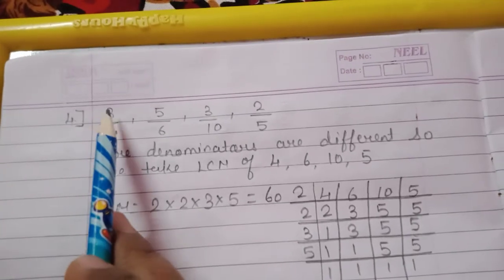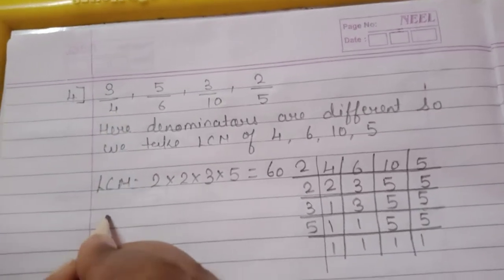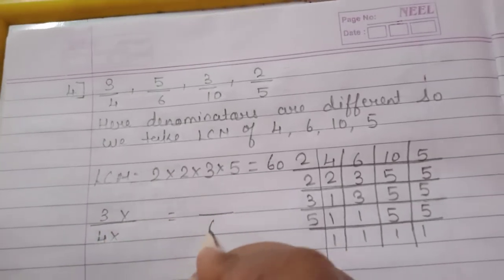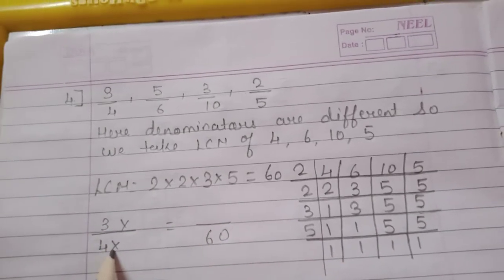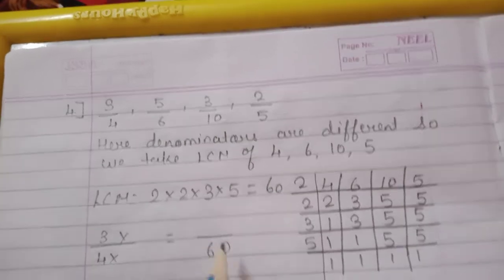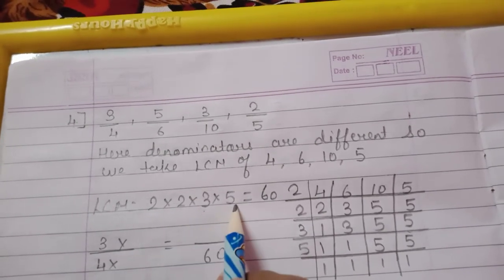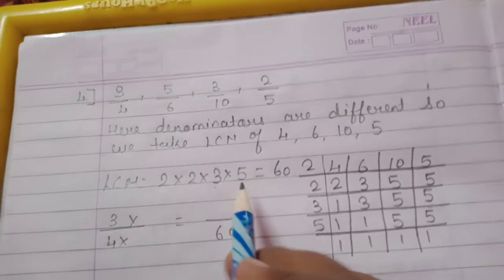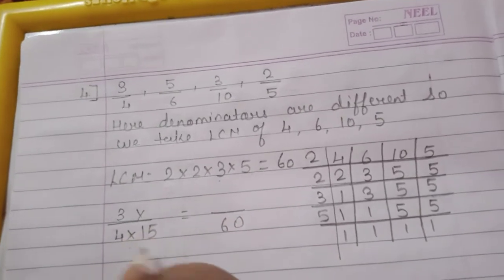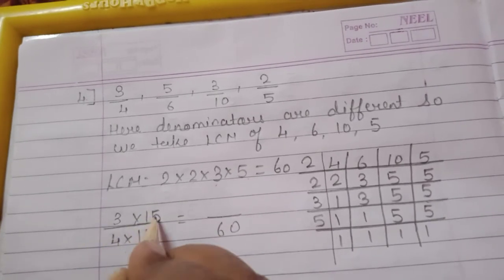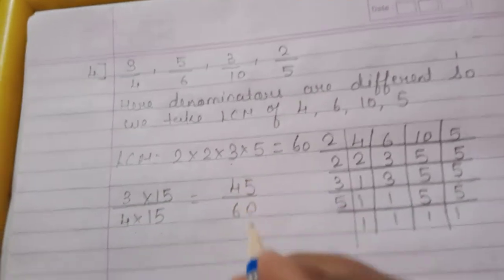Now our first fraction is 3 upon 4. We want the denominator to be 60. So what will we multiply to 4 to get 60? See, in the LCM 2 2s are 4. So which numbers are left? 3 and 5. That we will multiply. 3 5s are 15. So 4 15s are 60, and in the numerator also we will multiply with 15. So 3 15s are 45.